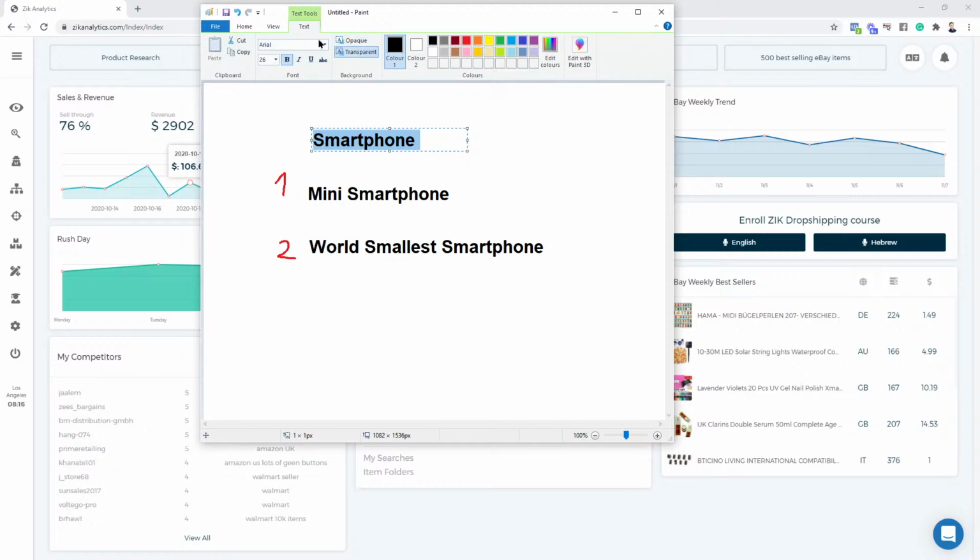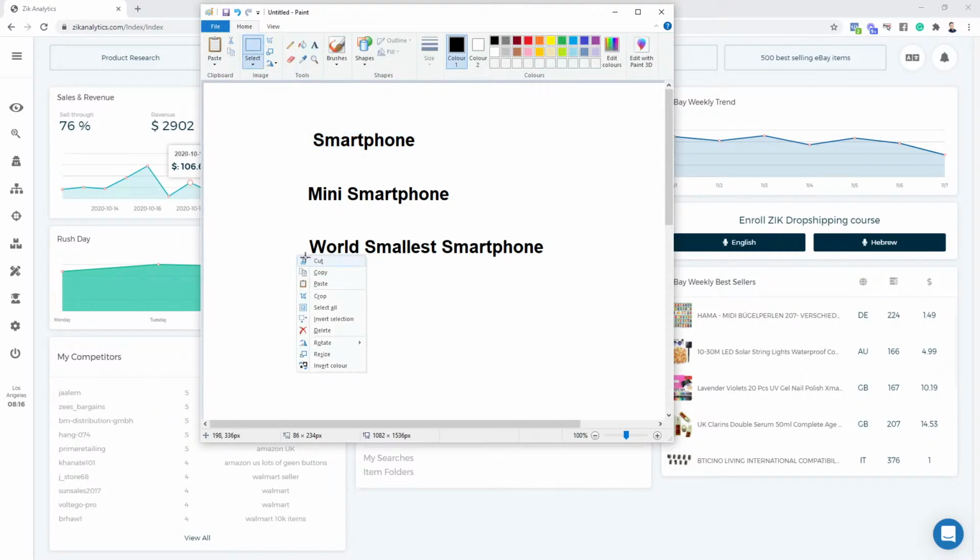Okay, number one, it's a very broad niche. Okay, I would say this is mini smartphone. It's already like a niche to a sub niche. Okay, and the third one, it's even a little more specific. But again, world's smallest smartphone is part of the mini smartphone niche, but it's a search term. It's a unique search term where people use to search something specific.